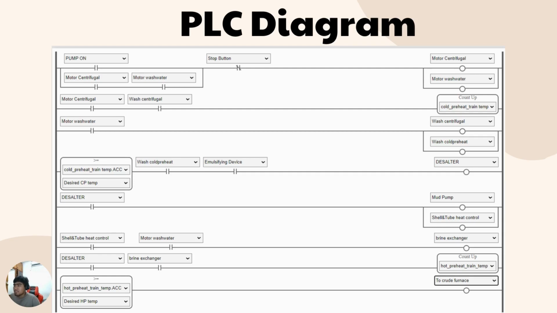And then in the sixth rung, when the shell and tube heat exchanger and wash water pump are activated, they will activate the brine exchanger. For the seventh rung, when the desalter and brine exchanger finish their task, the desalted oil will go to the hot preheat train. And then in the eighth rung, if the oil in the hot preheat train reaches the desired temperature, it will go to the crude furnace.